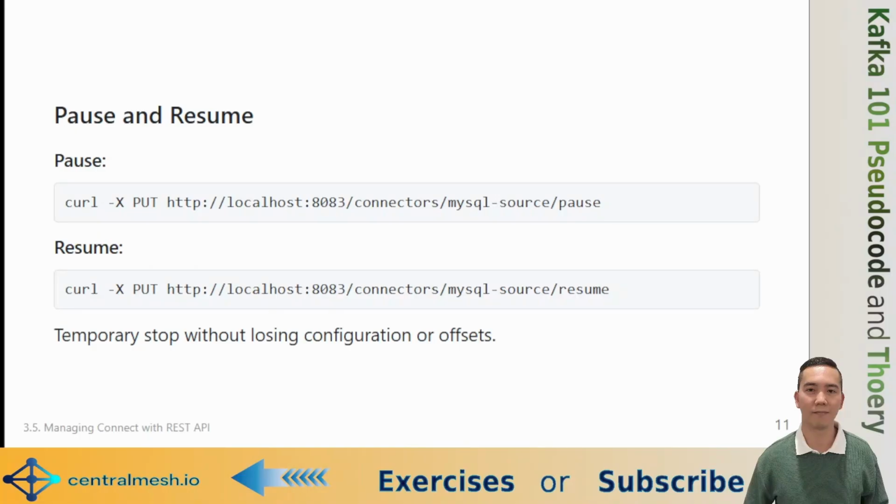Sometimes we don't want to permanently remove a connector. Instead, we simply want to temporarily stop data movement. That's exactly what pause and resume are for. When we pause a connector, Connect stops processing new data and it keeps all of the connector configuration and offset information. Nothing is lost. Later, when we resume the connector, processing continues from the last committed offset rather than starting from the beginning. This is particularly useful during maintenance windows, database upgrades, or temporary downstream outages, where we want to pause processing without reconfiguring the connector.